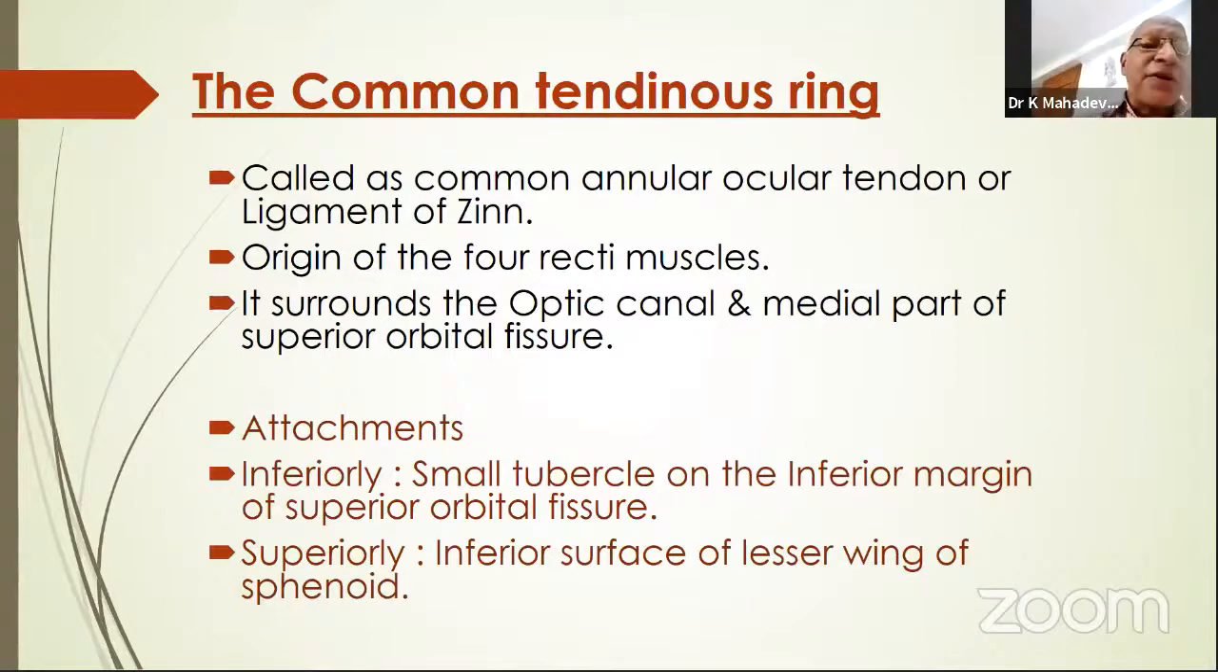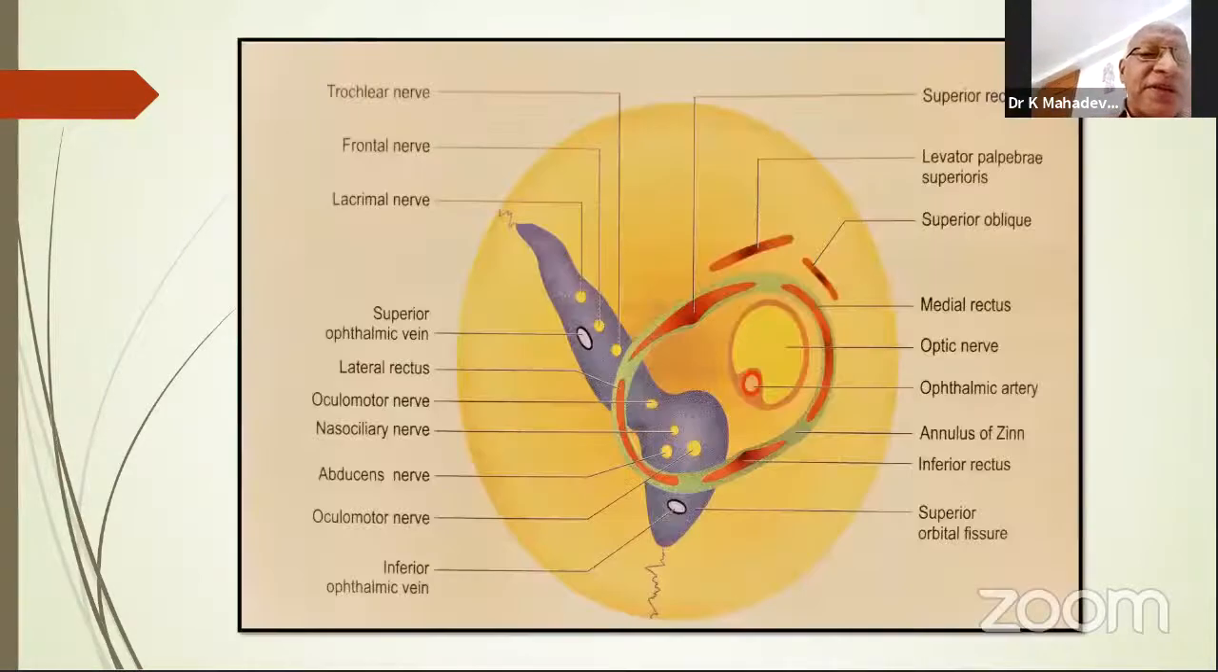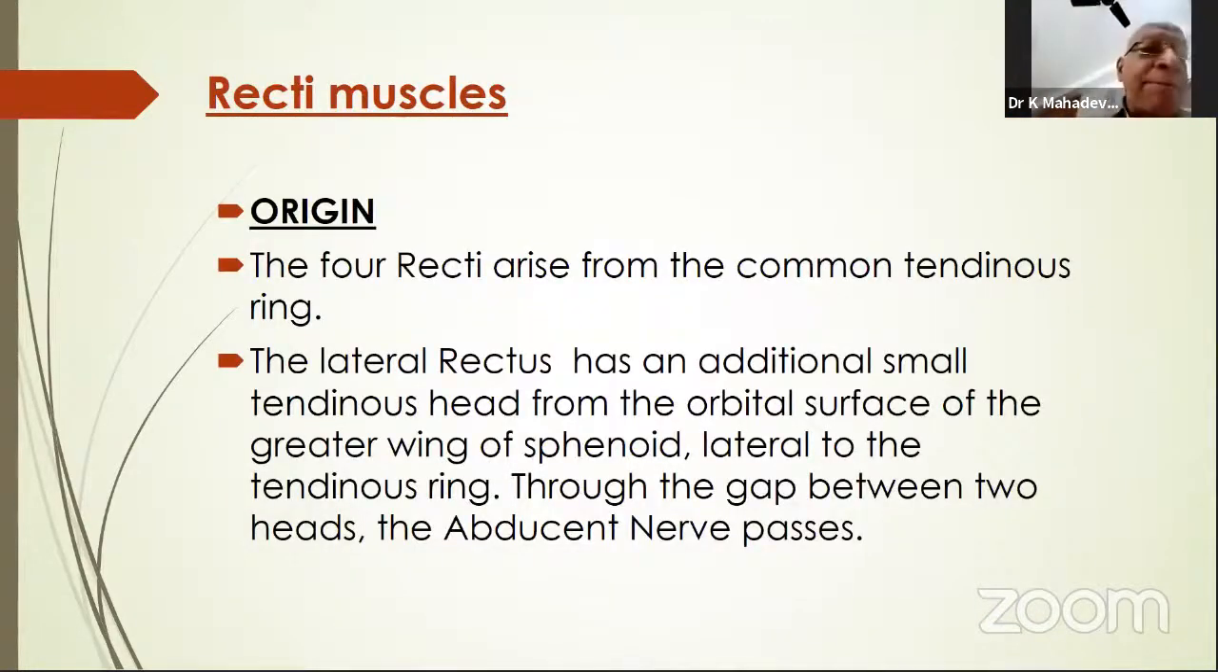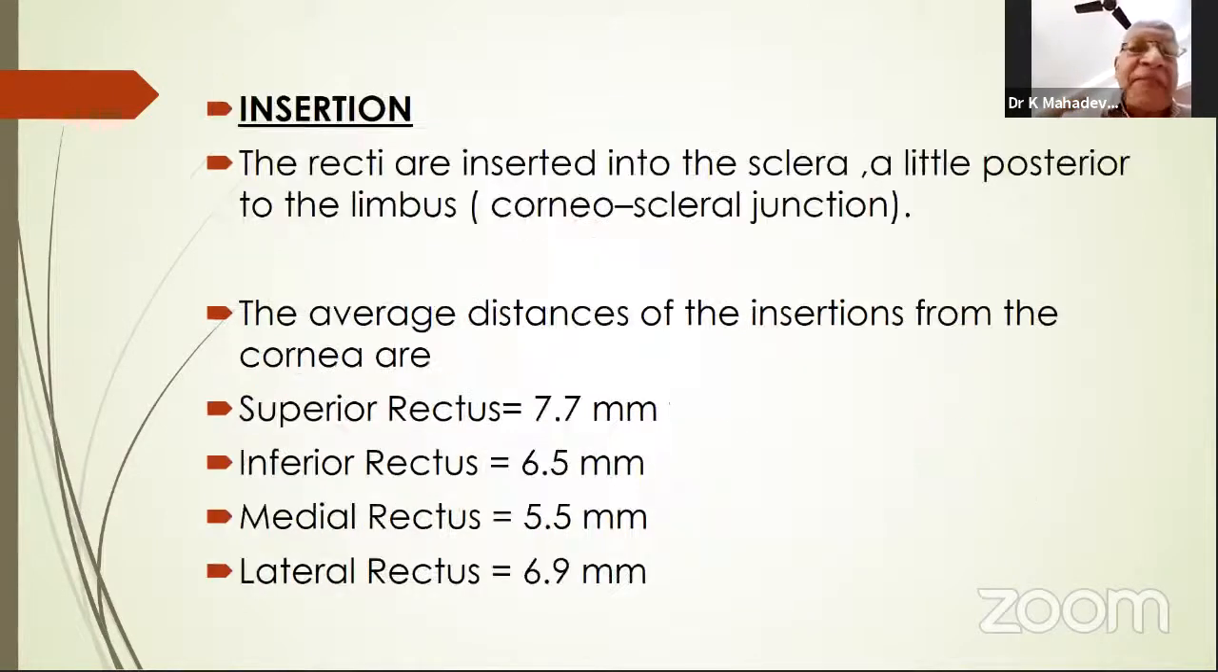Next slide. Now I'll show you how they are inserted. Next slide. Now this is basically the circle of Zinn in more detail. I already drew that by hand there, and you can see it. They originate from the common tendinous ring. Next slide. Now this is the average distance of the insertions from the cornea, from the limbus.